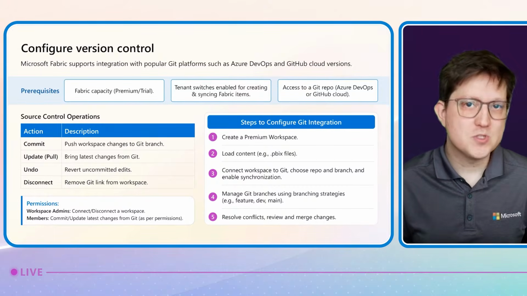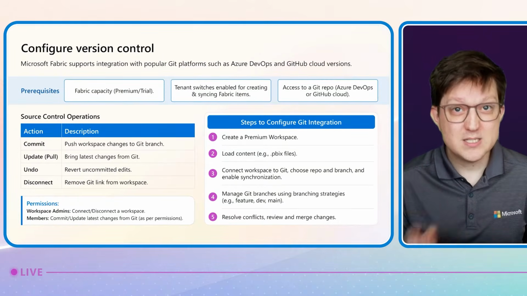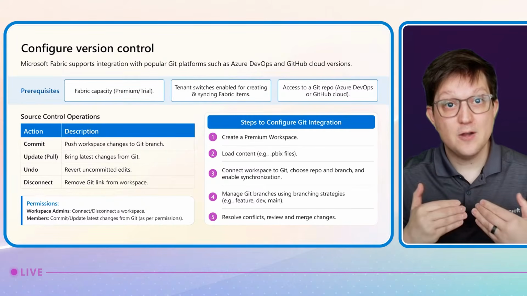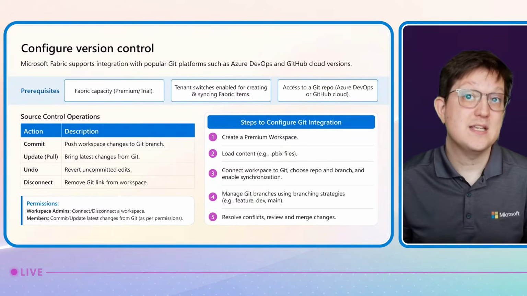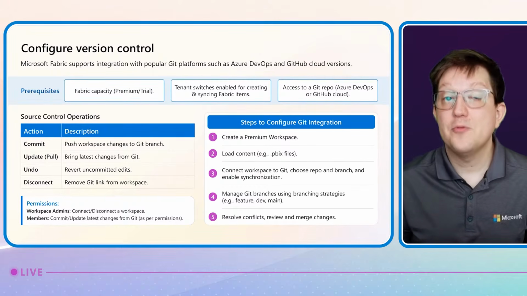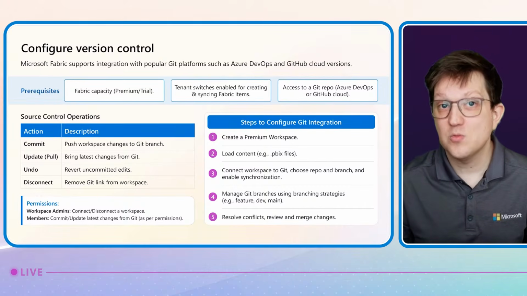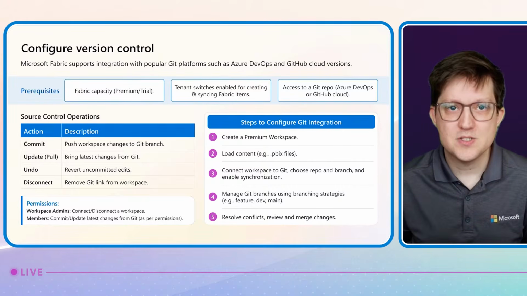There's a number of different source control operations that you need to be thinking about as part of this. Remember, commit is to push workspace changes to the branch, update brings them down, undo reverses a change you've made, and disconnect disconnects Git from the workspace. You'll also require some relatively high-level permissions to be able to make these changes. Workspace admins are primarily the people doing the work to connect and disconnect workspaces, whereas members are going to be more focused on the actual change commits.